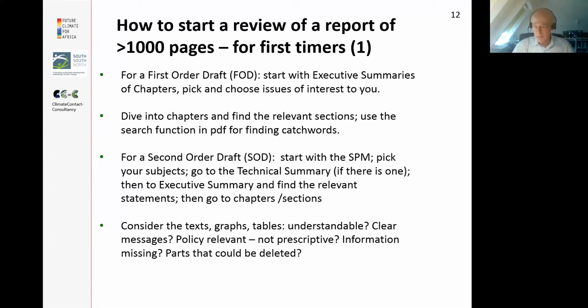Once you have established that, then you can find the correspondent pieces in the chapters itself and find the relevant sections where certain statements that hit your interest are described in more detail. What makes it very easy is simply that they are all PDFs, and you can just use the search function in PDF to find the catchwords that are important to you. That is a simple way of quickly finding the parts, the texts and graphs and tables that are relevant to you.